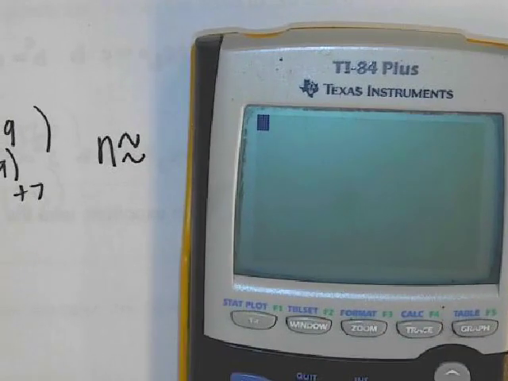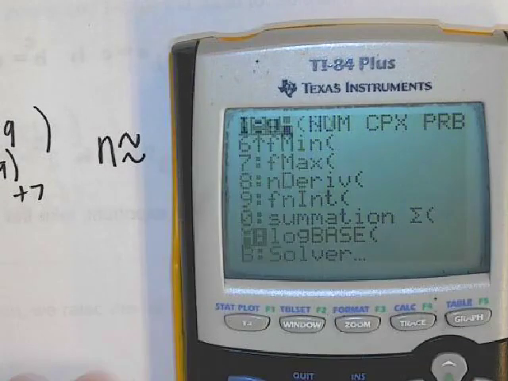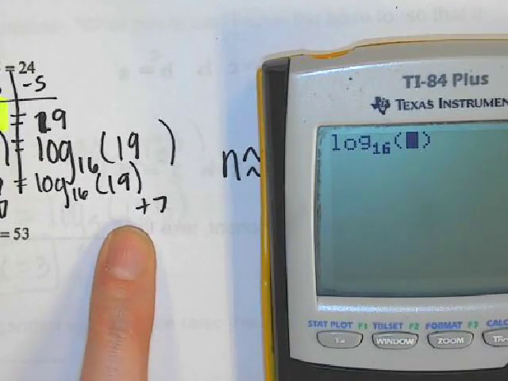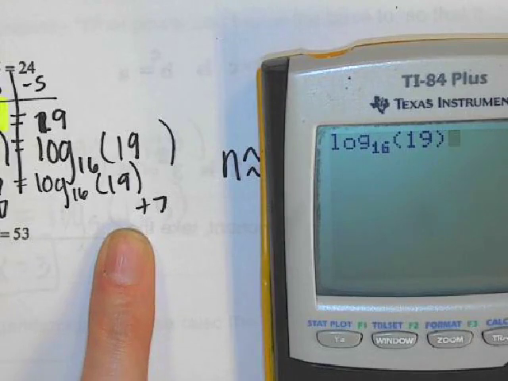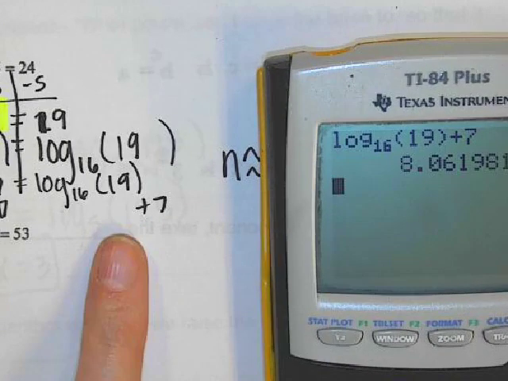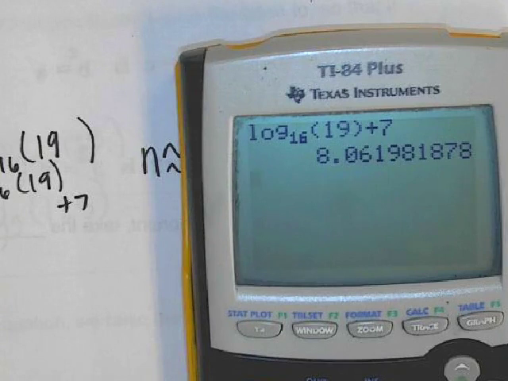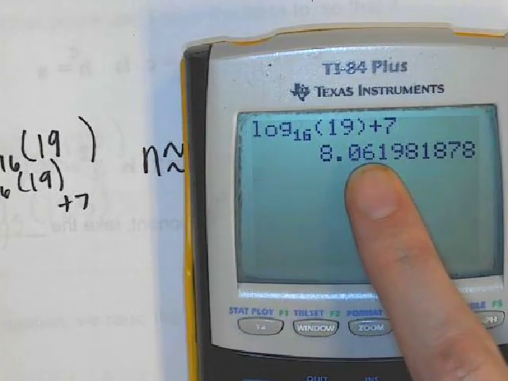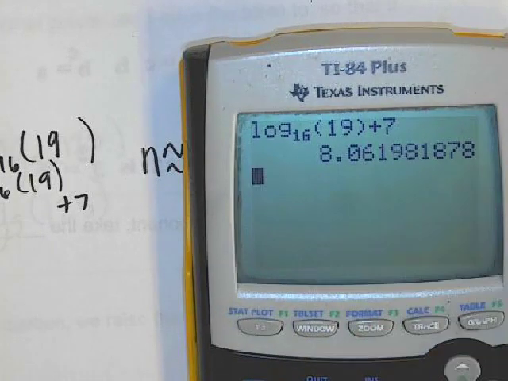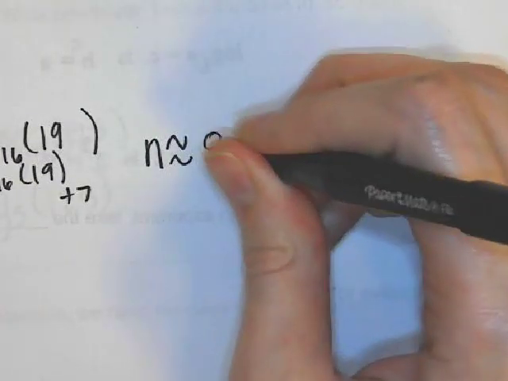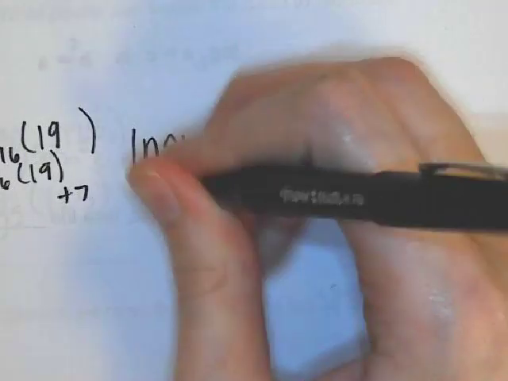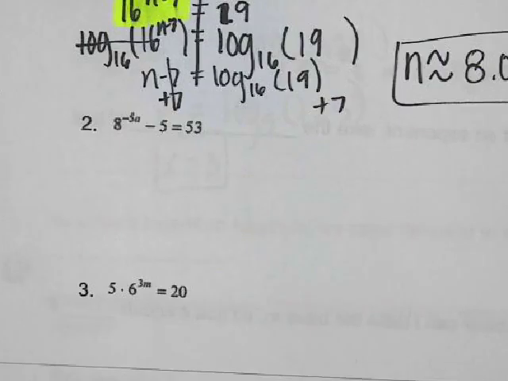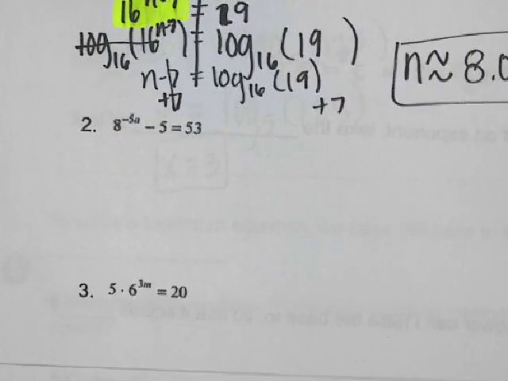In my calculator, I go to math, scroll up to log base. We had log base 16 of 19, and then on the outside, we added 7 to this. So I get this crazy decimal, and we're going to round to the hundredths place. That 1 will keep the 6. It will not round the 6 up. Therefore, I'm going to say it is about 8.06. And there you go.